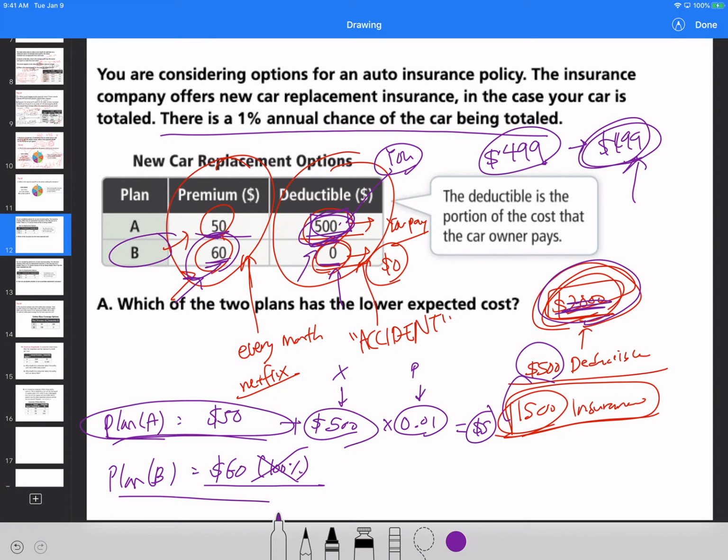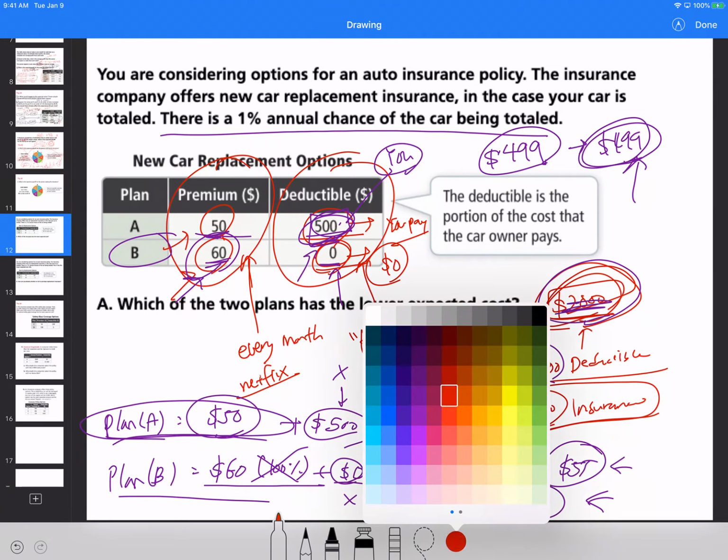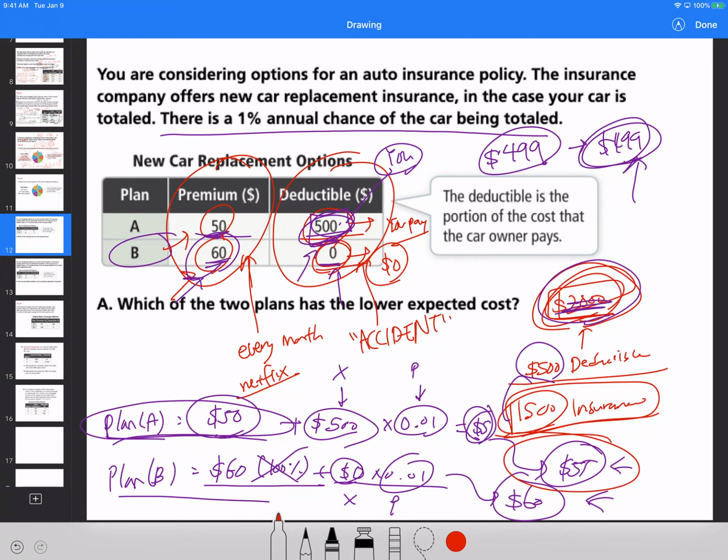So when you add these two up, the $50 and the $5, your expected payment for Plan A is $55. Whereas for Plan B, even though you pay essentially $0 deductible times 0.01, that's your X and that's your P, that's essentially 0. Your expected value of payment is $60. So which one is cheaper in the long run? You're going to be picking Plan A. Why? Because it costs $5 less.